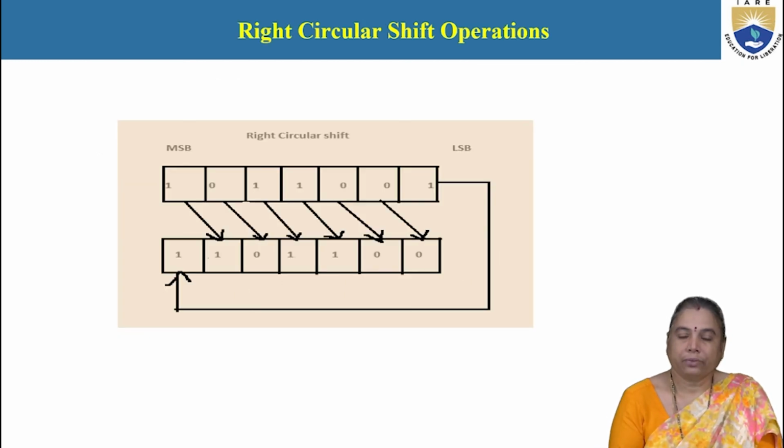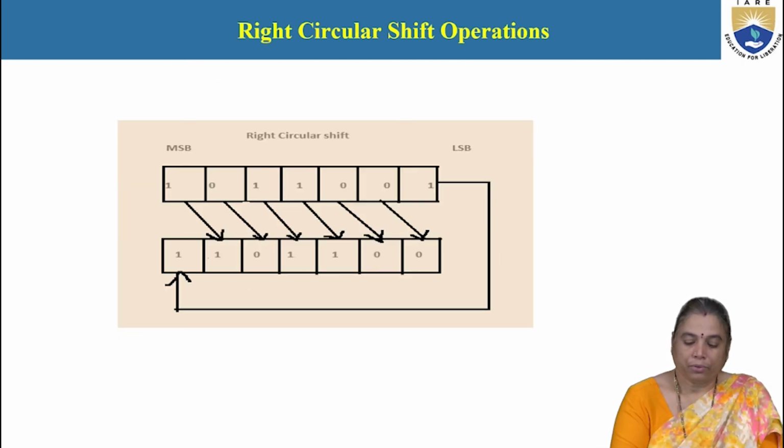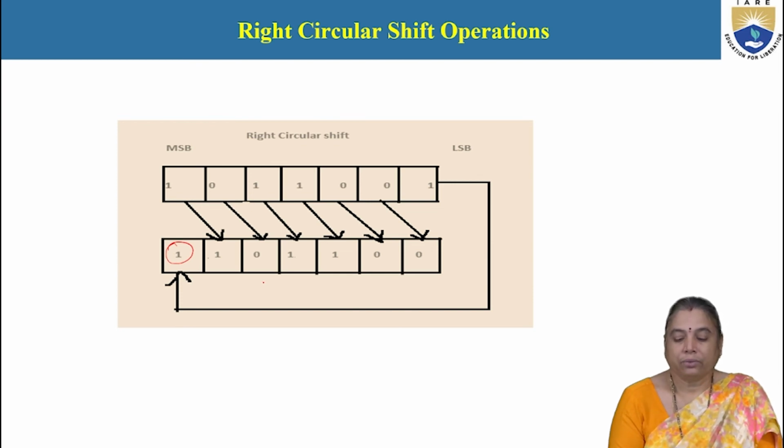Next is the right circular shift. In a similar way, each individual bit of the register is moved to the right by one bit position, and the vacant position at the MSB is filled with the LSB bit. That is referred to as the right circular shift operation.